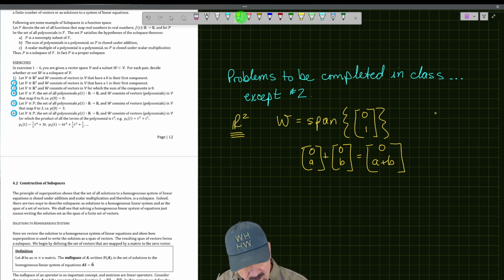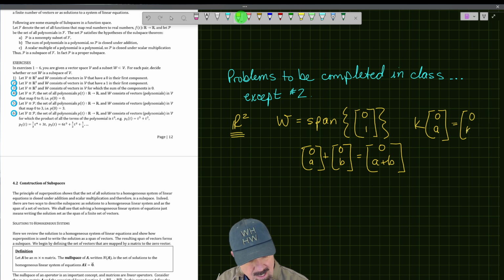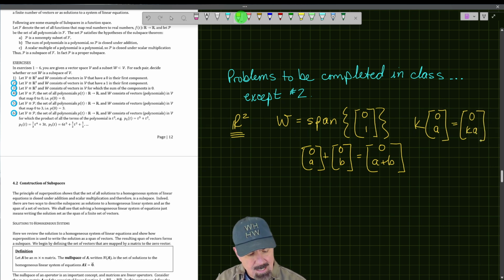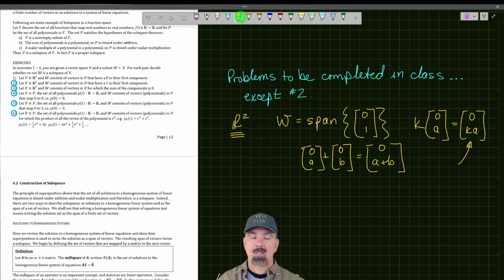Similarly, what if I grab one vector out? I'm going to grab out 0a, and I'm going to multiply by a constant k. That's going to be equal to 0k times a. Is that vector inside of W? And the answer is yes. So W is closed both for vector addition and for scalar multiplication. And because it's closed for both of those things, it's a subspace.